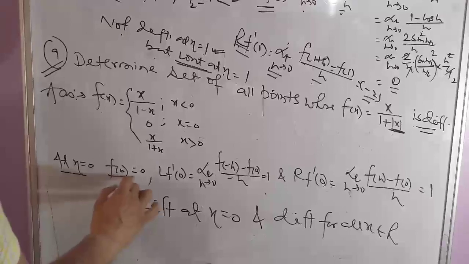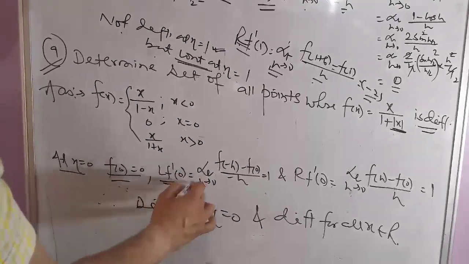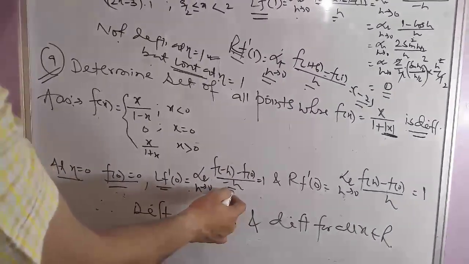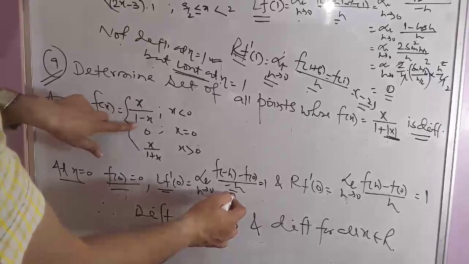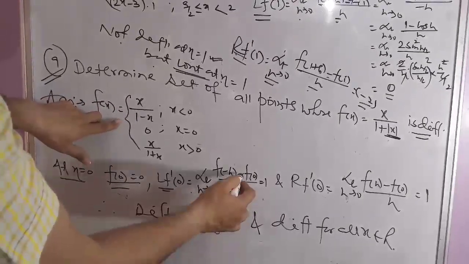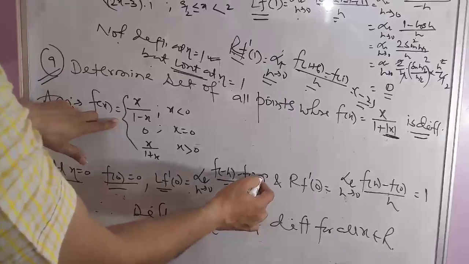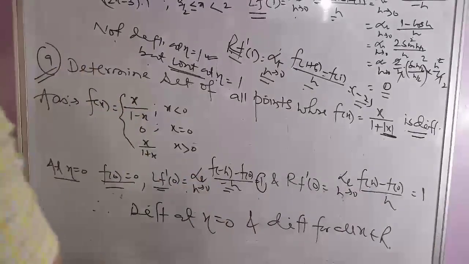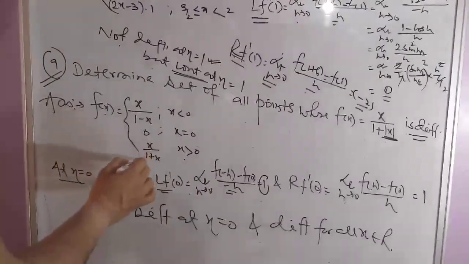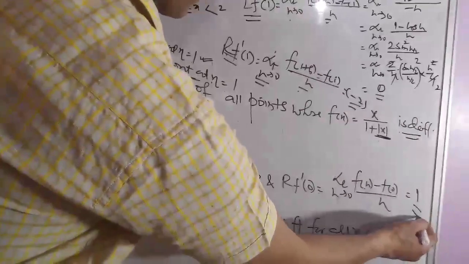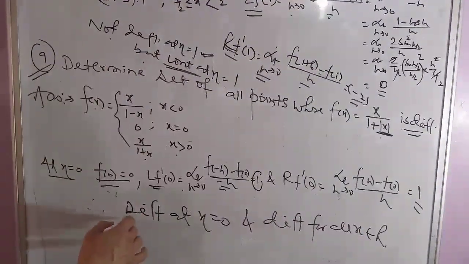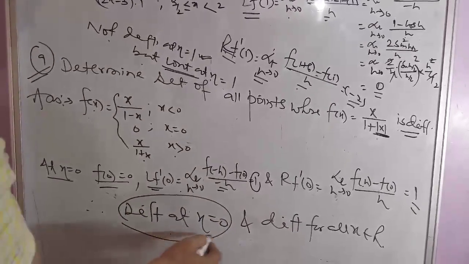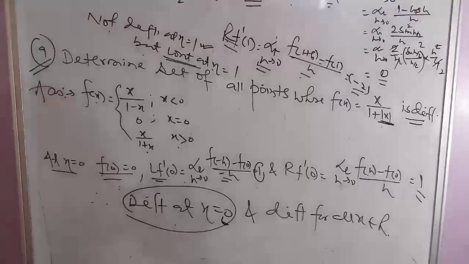So at 0, the left hand derivative is limit h tends to 0 of [f(−h) − f(0)]/(−h). f(−h) is −h/(1 + h), minus f(0), and this gives the result 1. For the right hand derivative at 0, limit h tends to 0, here x > 0, so we use f(h) = h/(1 + h), and this gives the result 1. Here the left hand derivative and right hand derivative at 0 are equal, so the function is differentiable at x = 0.